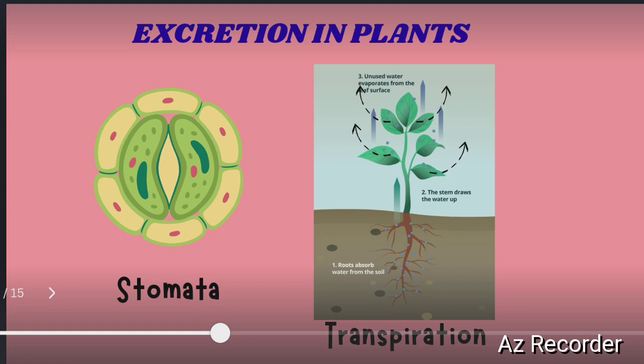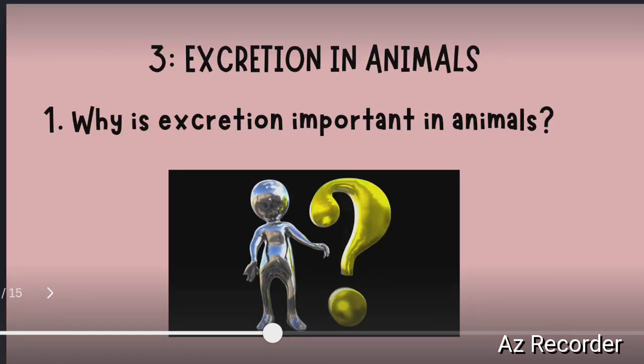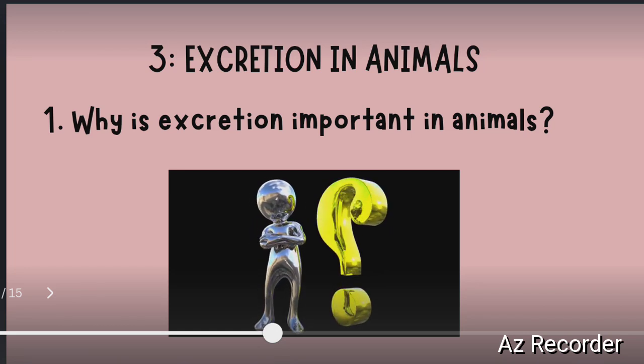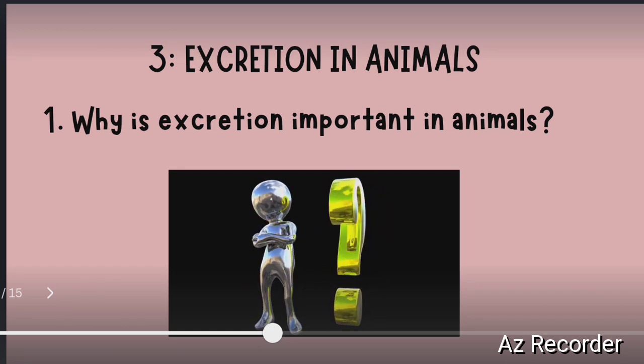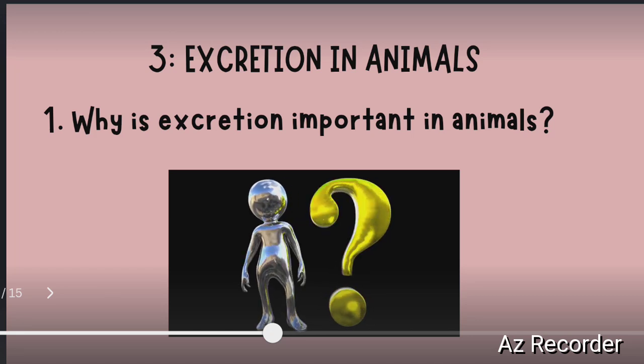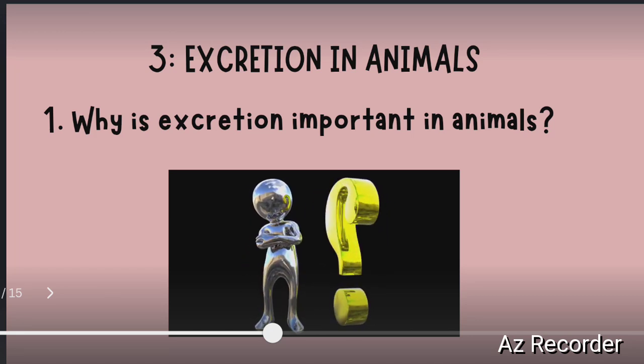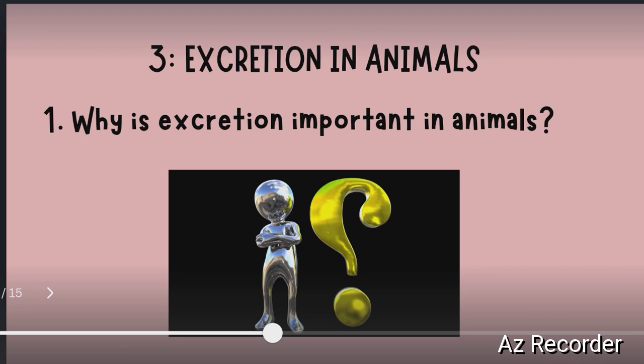Next we'll move on to excretion in animals. How does the excretion process occur in animals? Why is it important? Animals produce nitrogenous waste like urea, ammonia, or uric acid during metabolism. These must be removed to keep the body healthy. If they are stored, they may cause diseases, so these wastes must be removed from the body to maintain health.